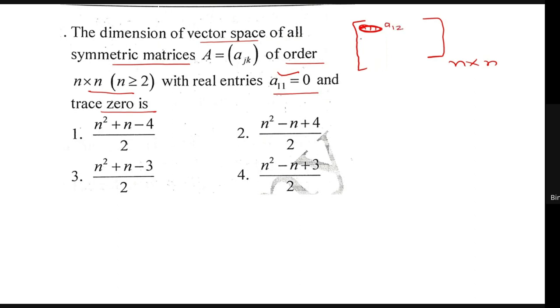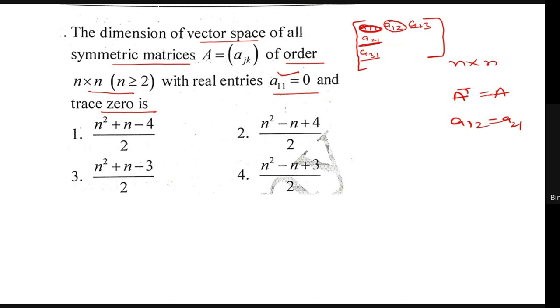It is given that A11 is 0 in a symmetric matrix. That is, A12 and A21. So in a symmetric matrix, when I fill this entry, then A21 is automatically filled, because what a symmetric matrix says is A transpose equals A, that is A12 equals A21. Okay. Now what other condition? If I have filled the A13 entry, then A31 automatically gets filled.